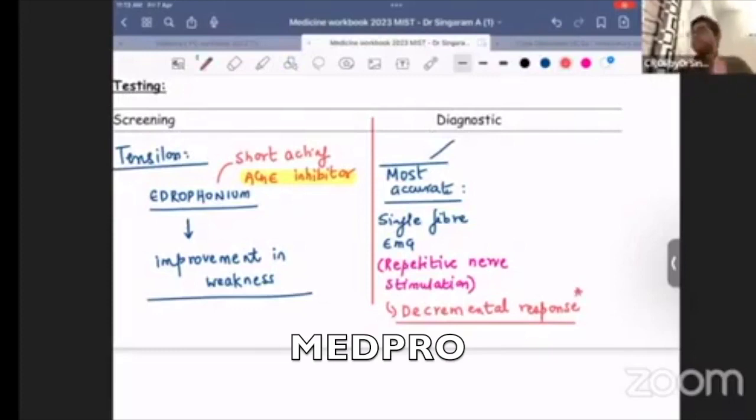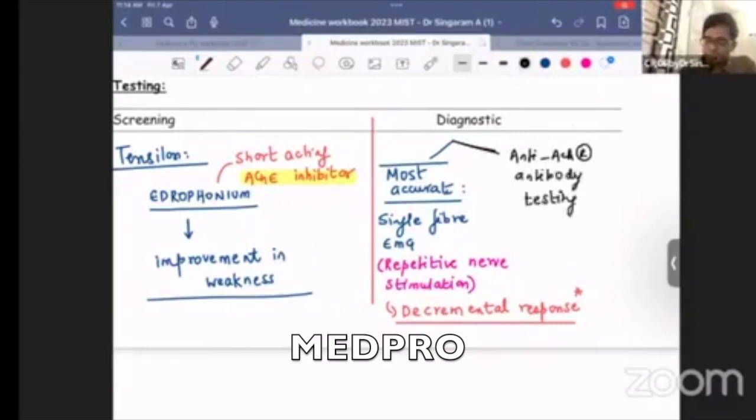Any other test which we can do, that is also a diagnostic test only, but not very accurate, because in some cases you get false negative also. That is why you can look for anti-acetylcholine receptor antibodies also. Anti-acetylcholine receptor antibody testing can also be done. Of course, that is also diagnostic only, but the most accurate test, which is a commonly asked MCQ question, is single fiber electromyogram. Don't forget this. Is it clear? Okay, fine.